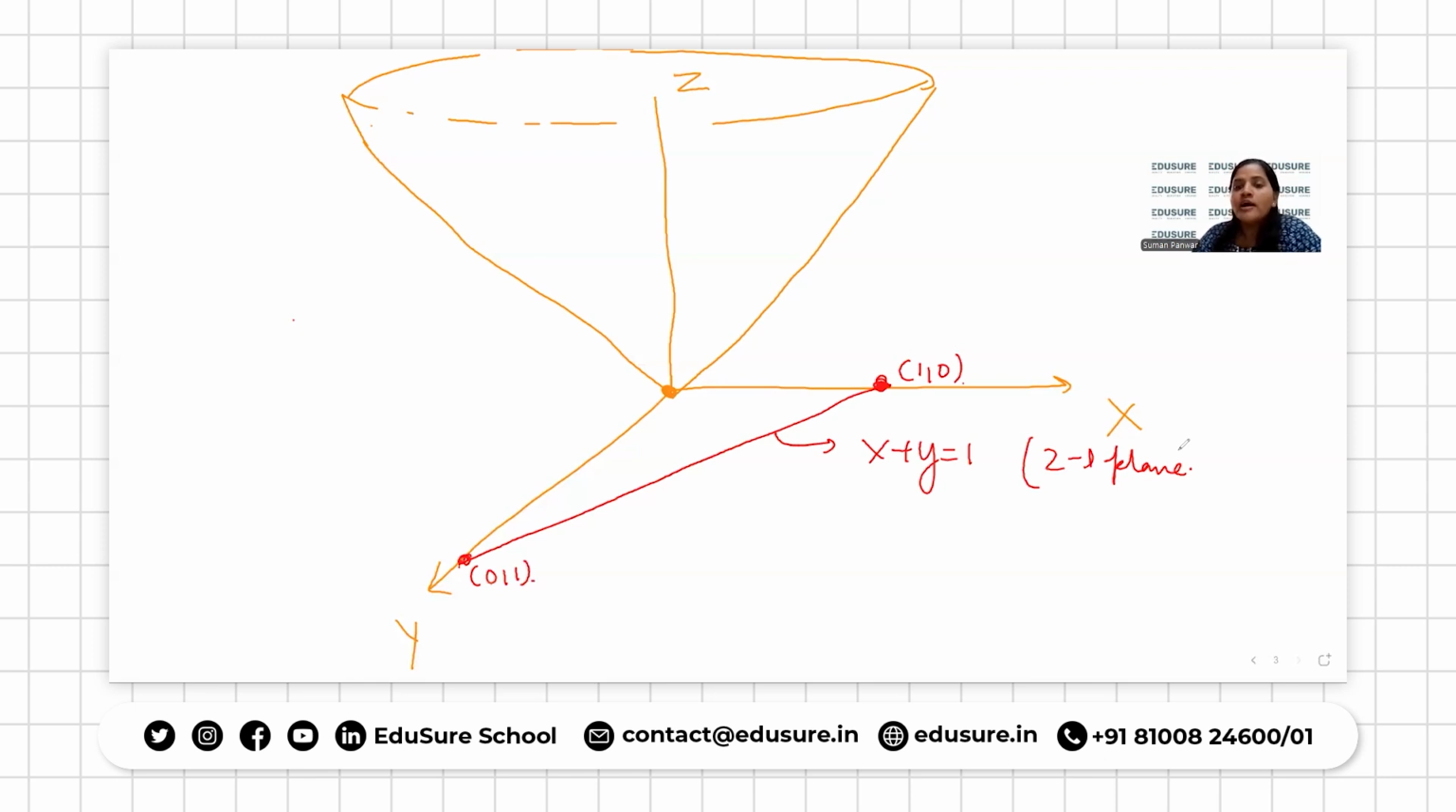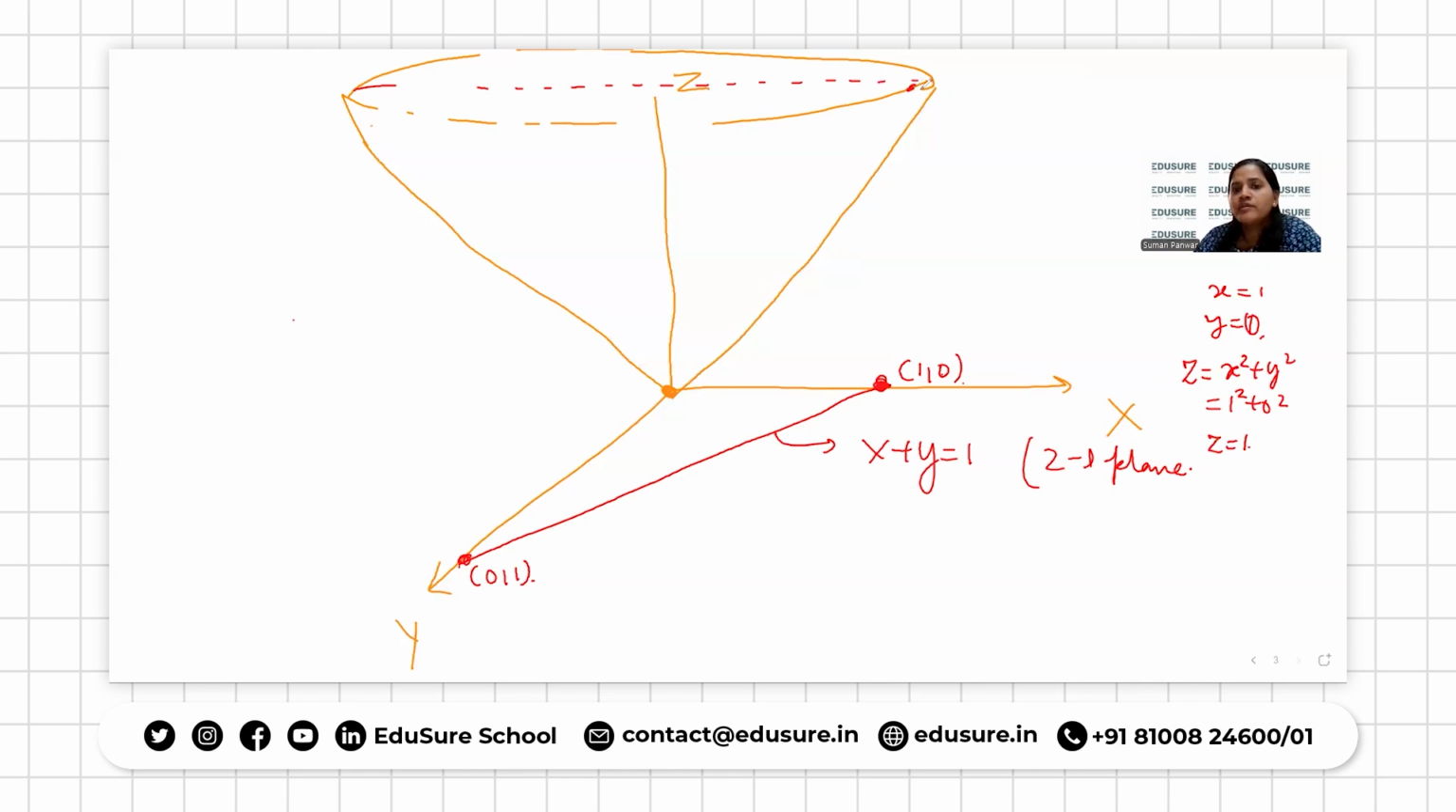Okay. Now look at this point (1, 0). That means x equals 1, y equals 0. So that means my function z, which is x squared plus y squared, will be 1 squared plus 0 squared. So z will be 1. Therefore, corresponding to this point (1, 0), I will be having a height of z equals 1. So suppose this is my height, z equals 1.